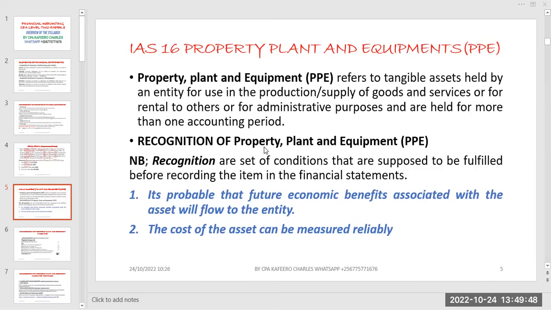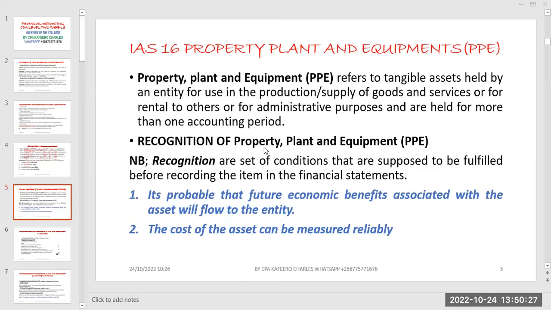If, let's say, we are supposed to include the PPE in our financials, then what will be the criteria, or what are some of the conditions that we are supposed to fulfill before we say that we have an item of PPE? One, it's probable that future economic benefits associated with the asset will flow to the entity. I put them in blue because they are very important.